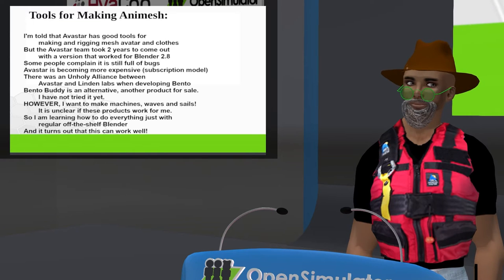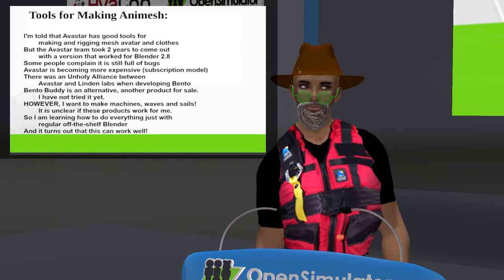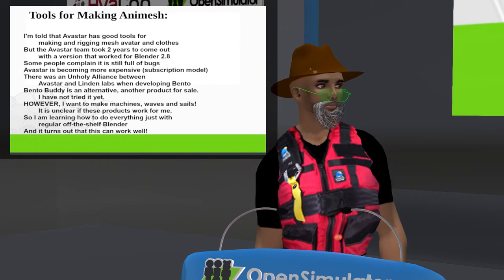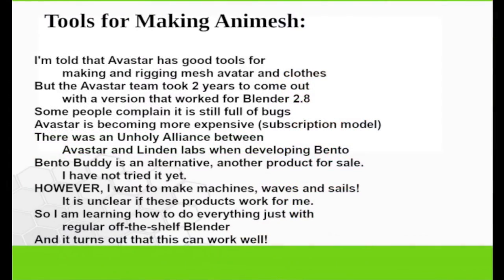There are a bunch of tools to make things better. For example, there's a tool, Avastar, that's been around for a while. But the Avastar people pissed me off, and I assume a lot of other people, because it took them 2 years to come out with a version of Avastar for Blender 2.8. I'm told that it's buggy and it's gotten more expensive. And fortunately, that two-year delay caused there to be some competition. There's a product called Bento Buddy, which I can't recommend, but I hear good things about it. And among other things, I'm glad to see the Avastar monopoly broken by somebody else. And so I think that is a good move.